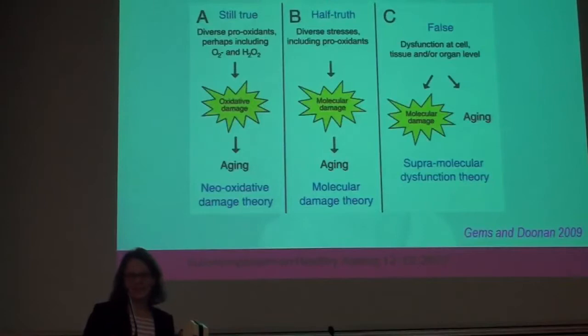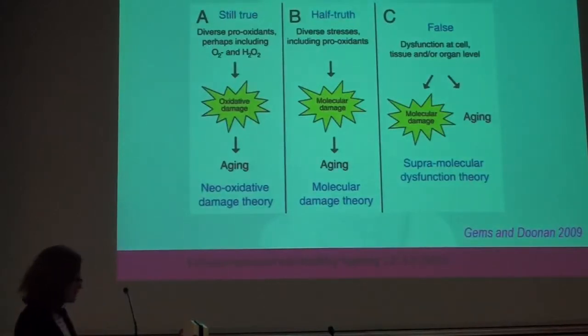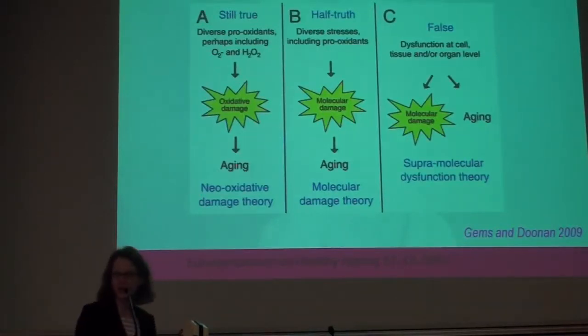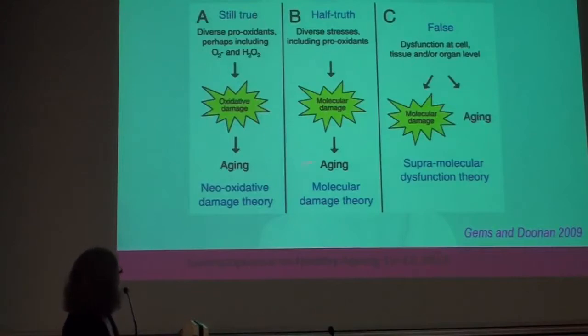Well, like I said, I guess that the oxidative damage theory is being disputed at the moment, and I guess that David Gems will talk more about this. So the question is, is it mainly oxidative damage which drives aging, or is it all sorts of macromolecular damage, of which reactive oxygens are just one of the players, but there may be many others?